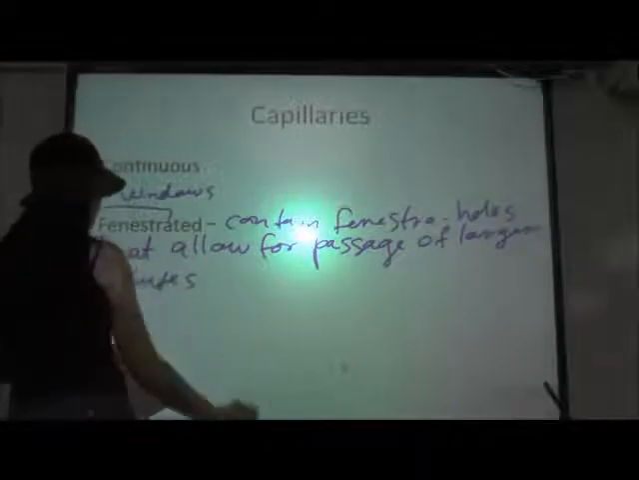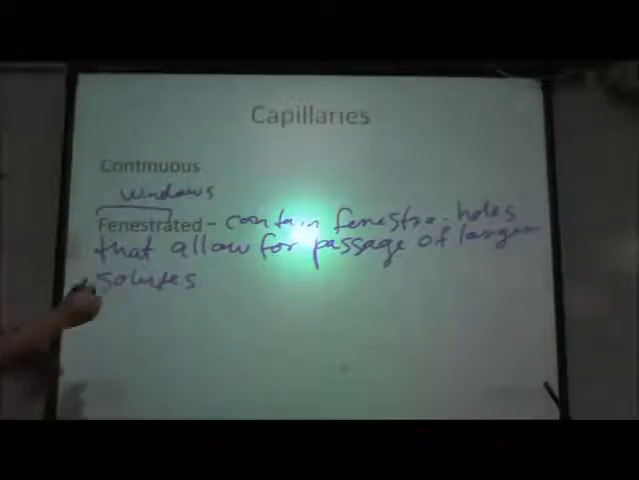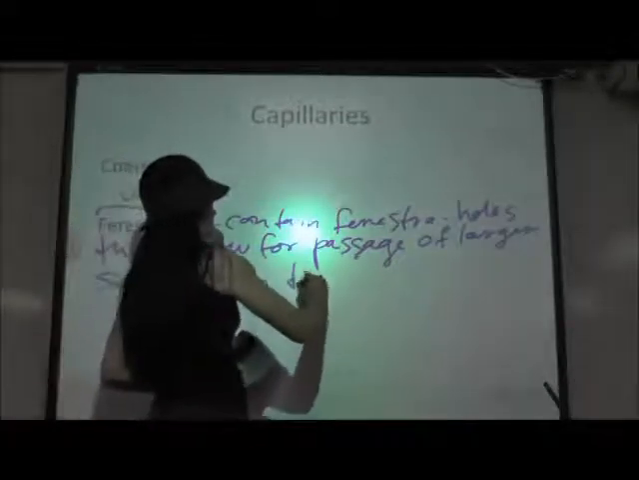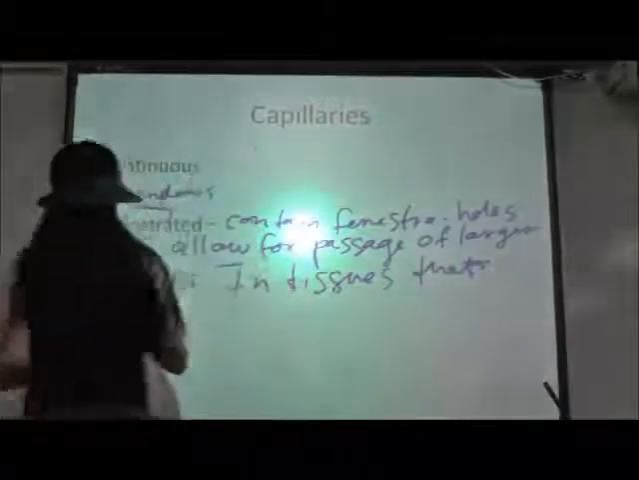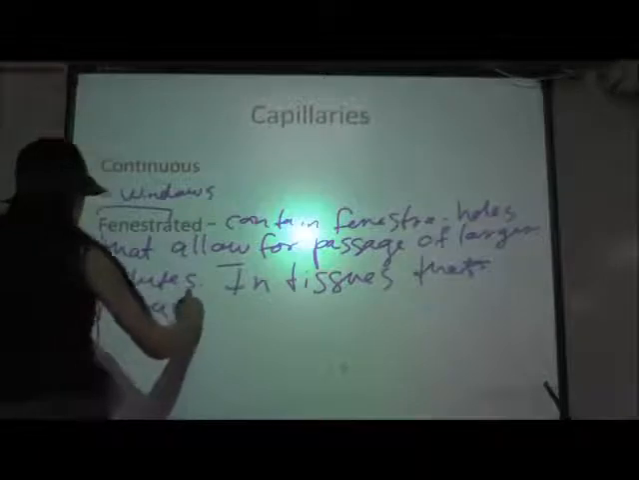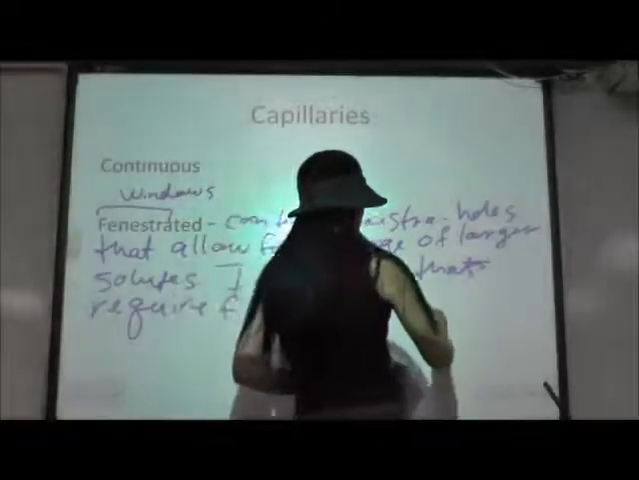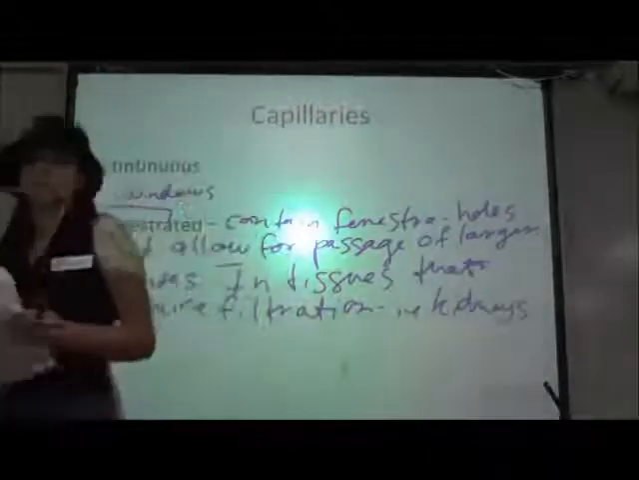You find fenestrated capillaries in areas where we need to have filtration. So places like your kidneys, where we're filtering our blood to make urine. In our liver we have a different kind because it's doing a bunch of different types of filtration. So we'll say this is in tissues that require filtration. So an example would be the kidneys. We are filtering our blood to produce urine.